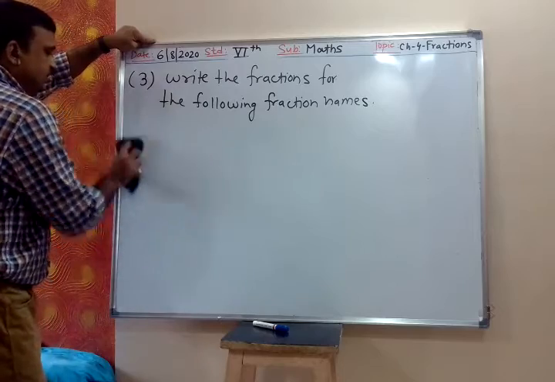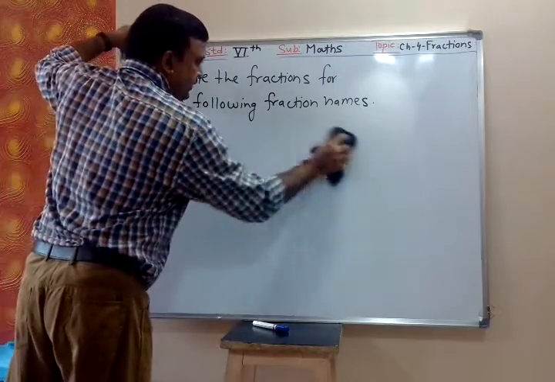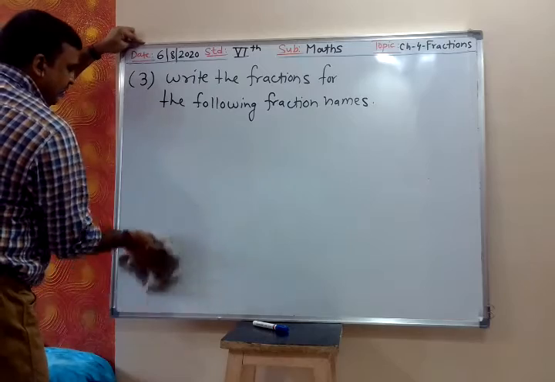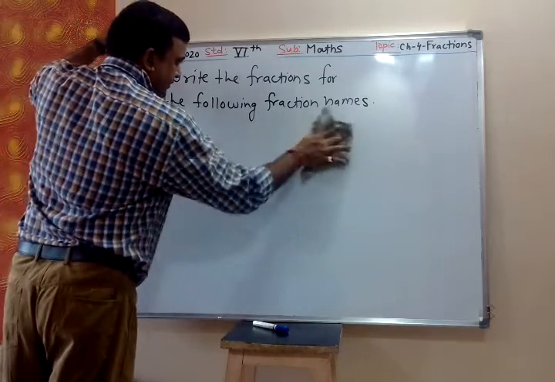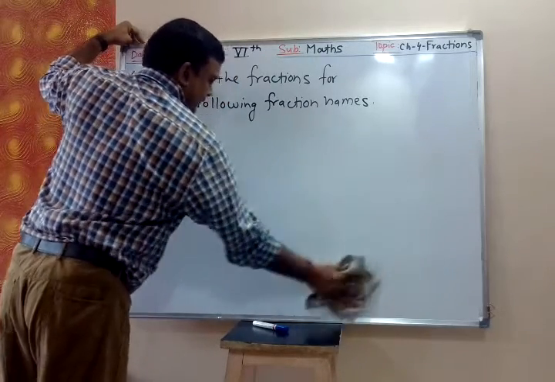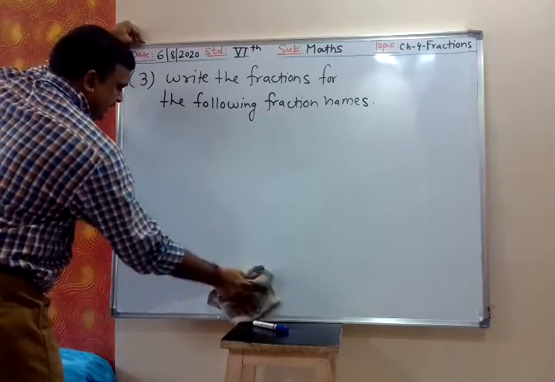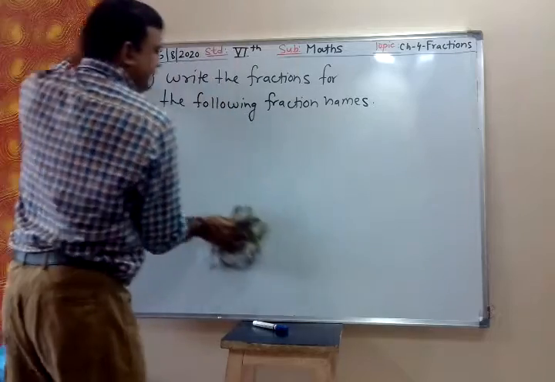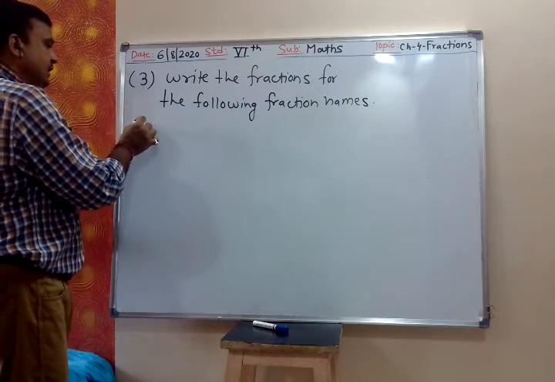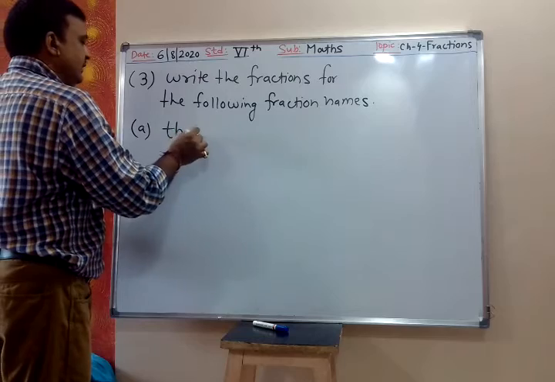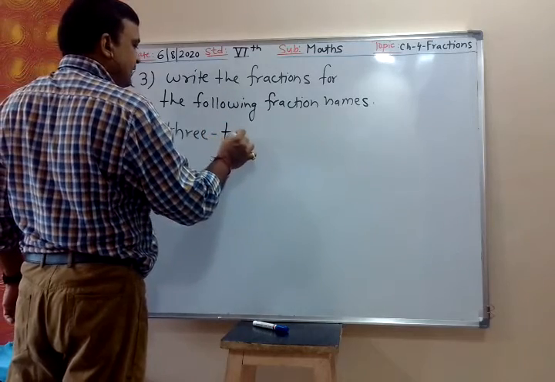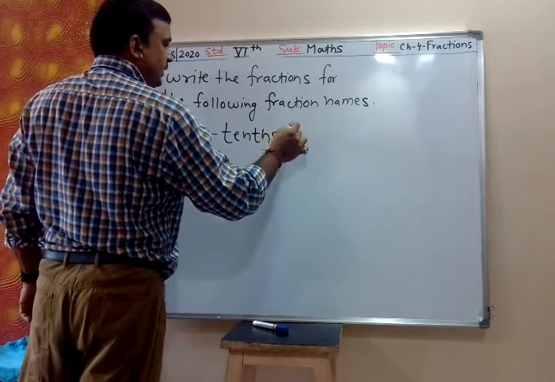So in fraction name, the first part is numerator and the second part is whole. So this you have to remember while writing. A is 3 dash tenths. A is 3/10.